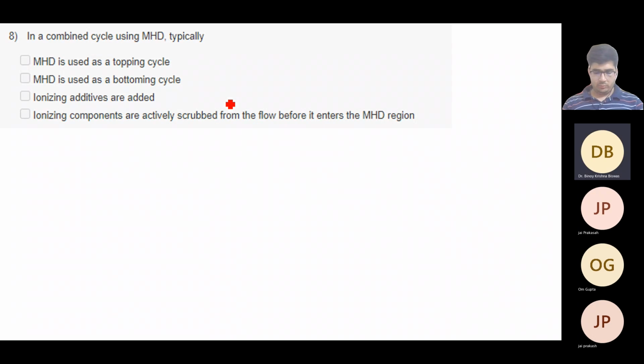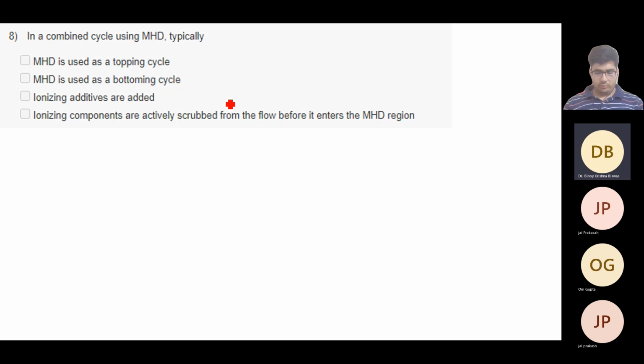Sir, this third option is not completely clear to me. Ionizing additives are added, right, that is cesium or potassium. Those additives are cesium and potassium. The third option is correct. Right, sir. What about other options?